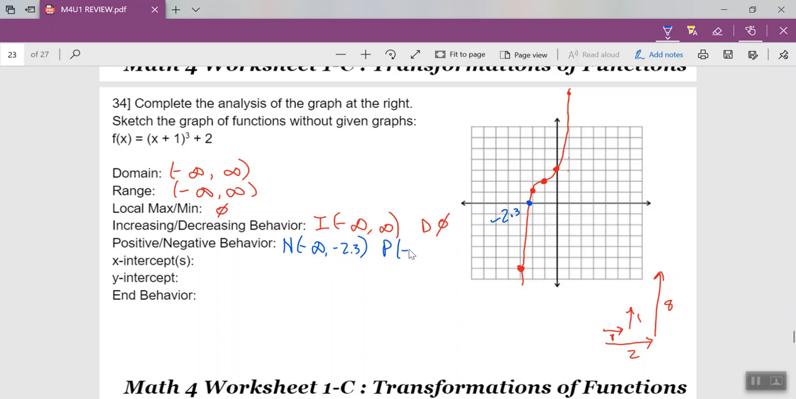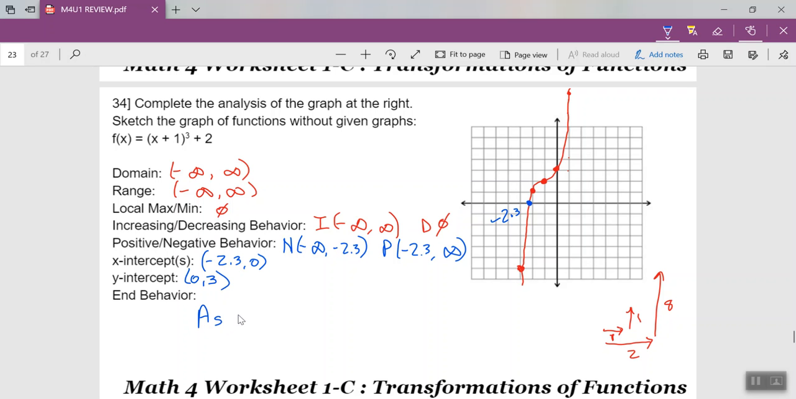And then it is positive from negative 2.3 all the rest of the way. Now, my X-intercept is about negative 2.3, 0. My Y-intercept happens to be right on 3.